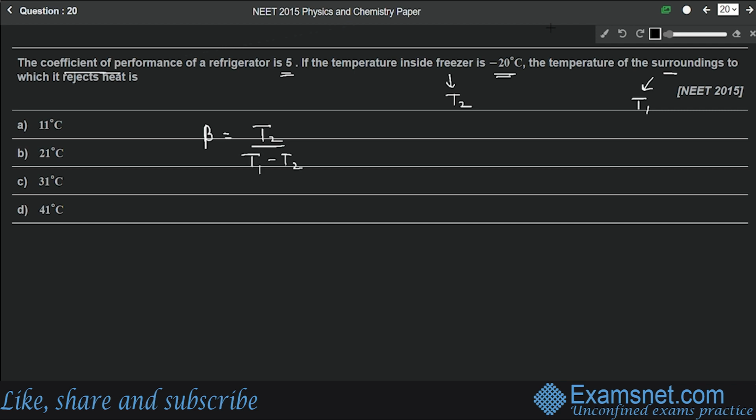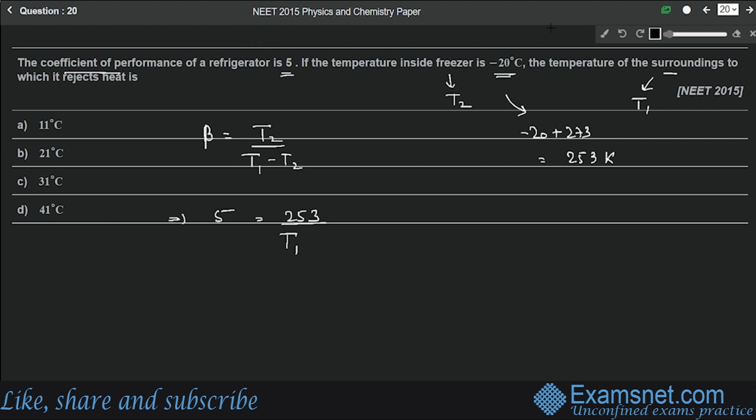So let's put the values. Beta is given as 5. Coefficient of performance of the refrigerator is 5. T2, that means temperature inside the freezer, is given as minus 20 degrees Celsius. So we'll use the unit Kelvin here. So minus 20 plus 273, that means 253 Kelvin. So T2 is 253 Kelvin.